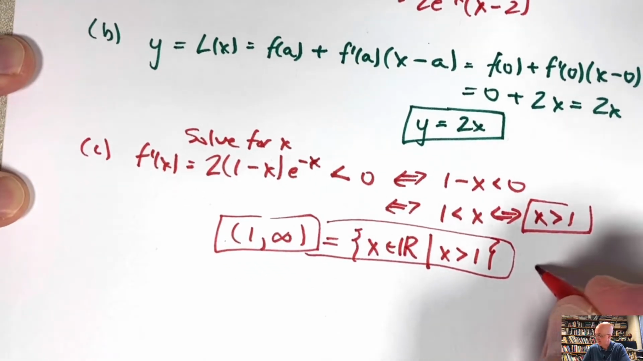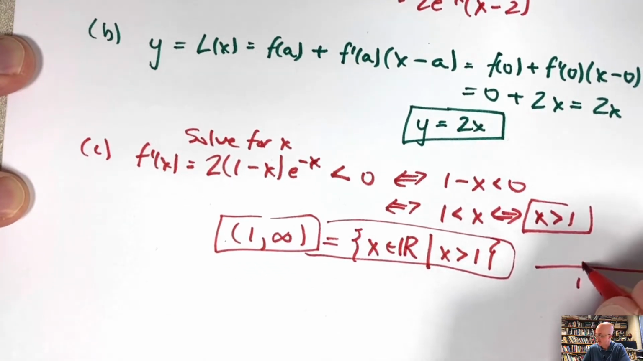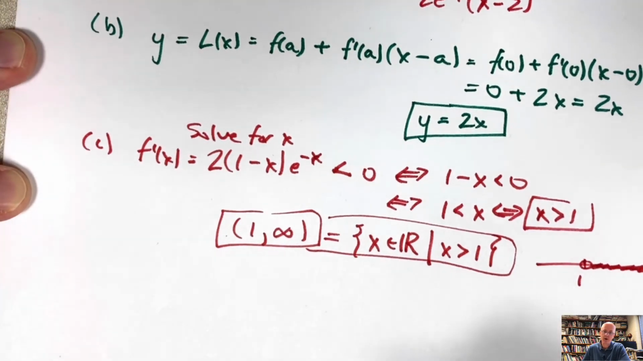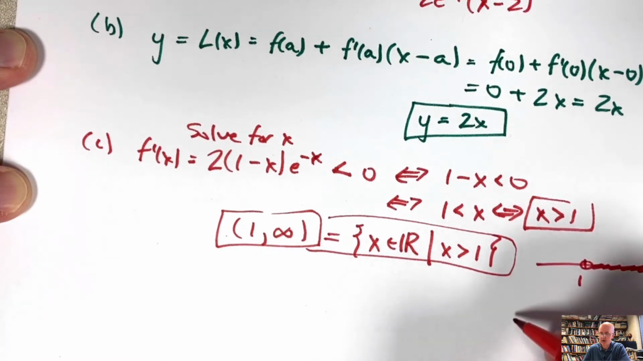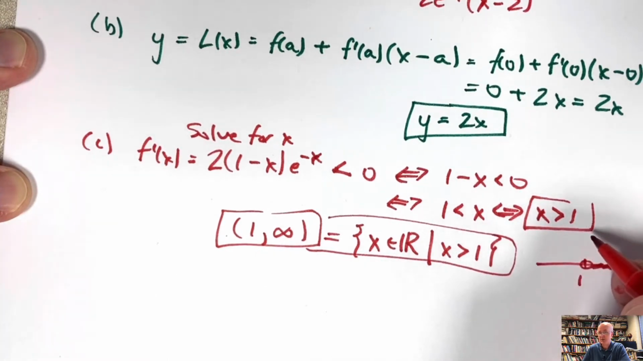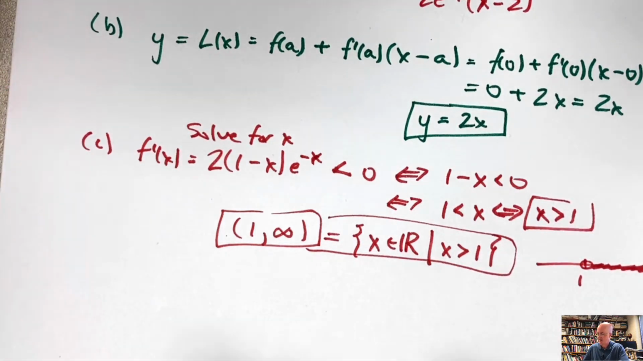Maybe you also want to graph the set. Here's 1. Make an open circle there because 1 is not included, and all the numbers to the right of 1 on the number line are where this function f is decreasing, and you could check with your calculator. The graph would be decreasing there, and evidently increasing when x is less than 1. So the graph is going to be going up, reach evidently some sort of maximum at 1 before decreasing again. I'll let you think about that a little bit more or graph it with your calculator.